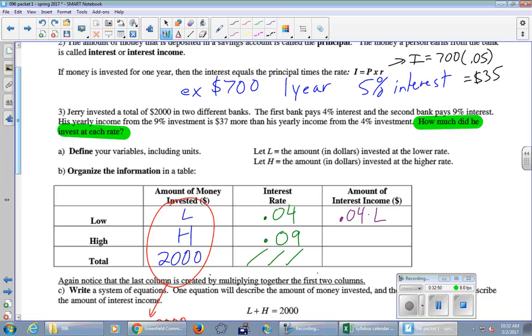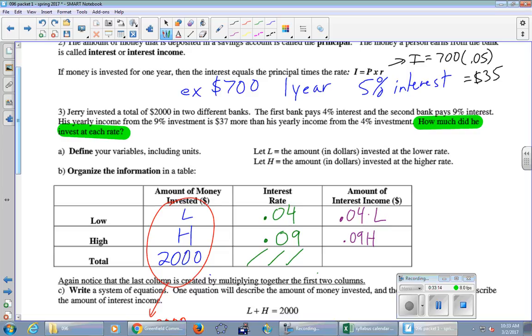And the next row, 0.09 times H. To be clear, those two things in purple represent the amount of interest you got from each of your two different kinds of investments. It's not a percentage, it's a dollar amount. Maybe you got 50 bucks in the one and 80 bucks in the other. That's what we just wrote down. It's how much interest you got in dollars.